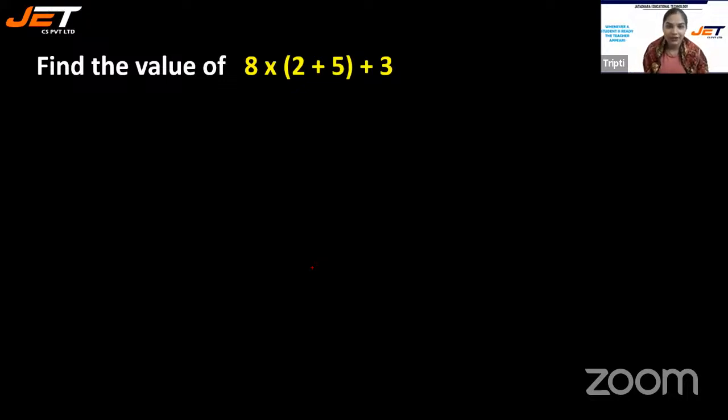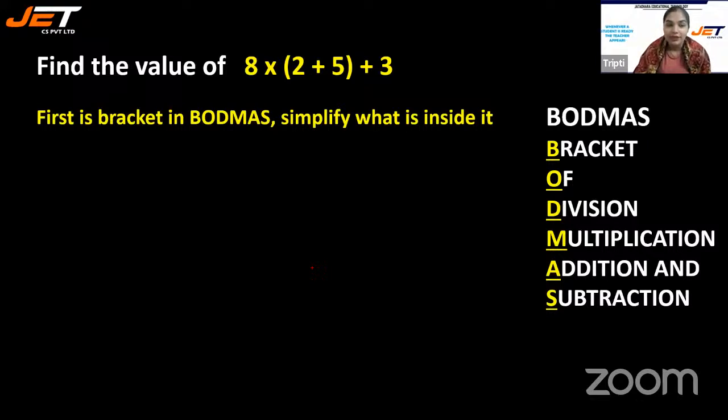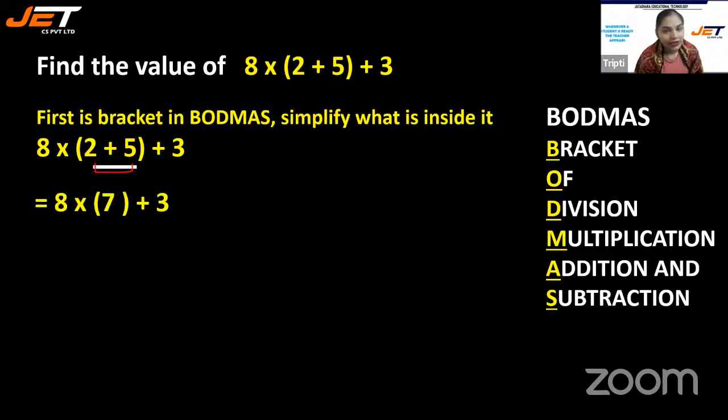Find the value of 8 times bracket 2 plus 5, plus 3. So you know this. First is bracket in BODMAS. So we have to simplify what is inside the bracket. 8 times 2 plus 5. 2 plus 5 is 7. Right. We'll write that. Bracket is done. Now next is addition and multiplication. So what are we going to pick up first? We'll pick up multiplication first.